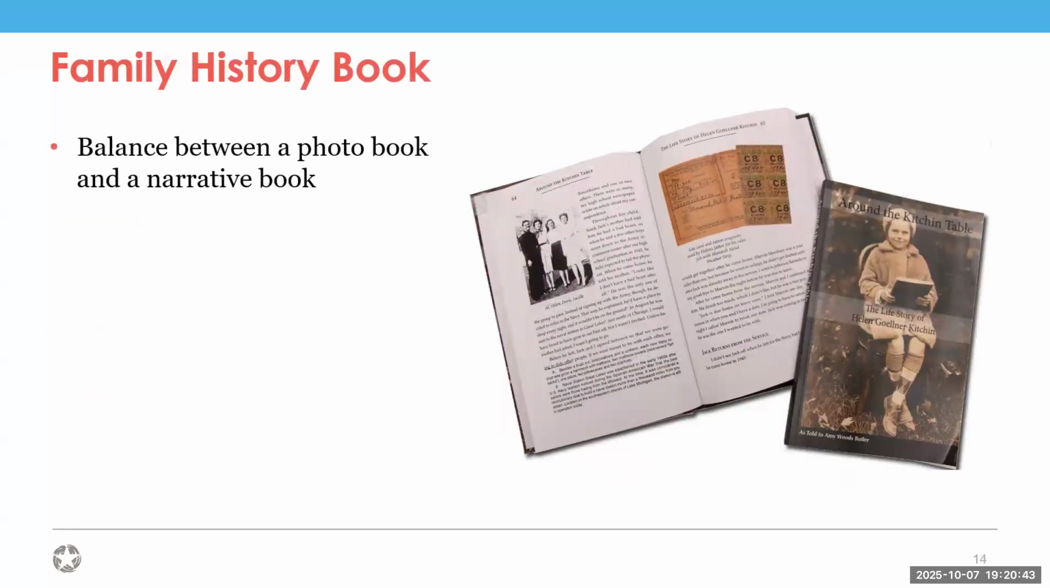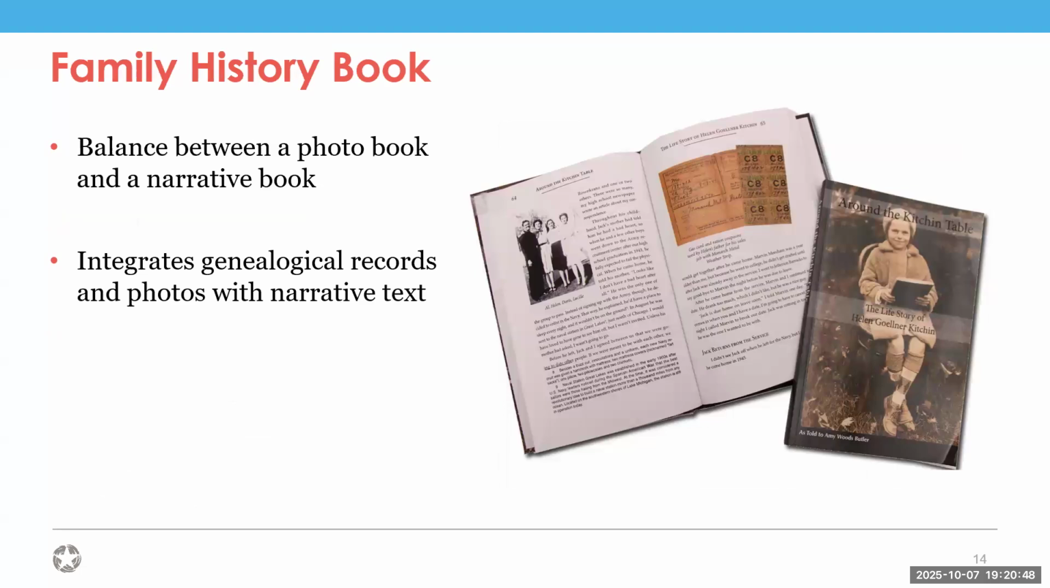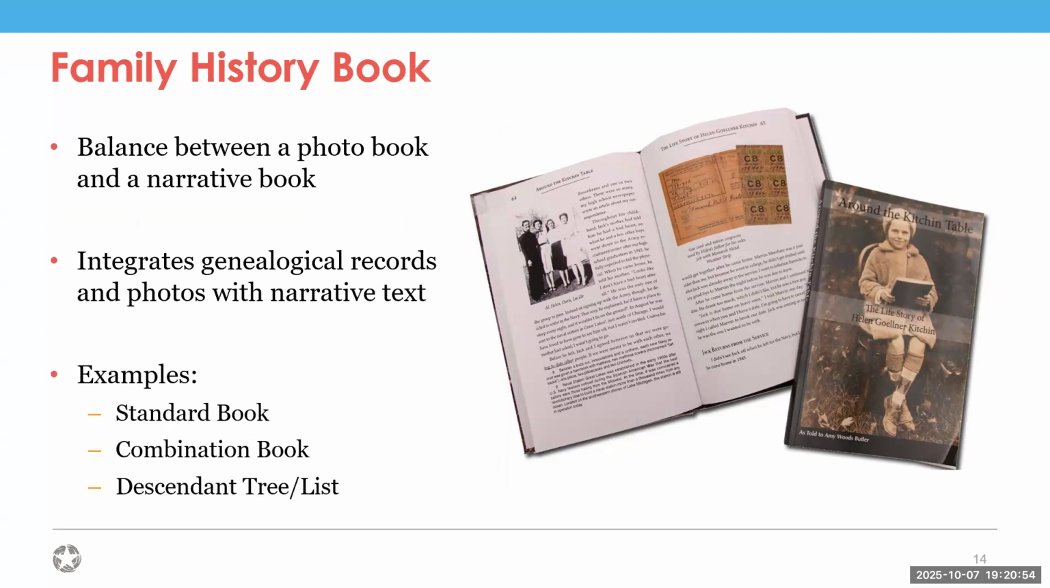And as mentioned, this is a balance between a photo book and a narrative book. You're going to integrate genealogical records and photos with your narrative text. For examples, it could just be a standard book that traces the ancestry of a person throughout time. Start with the most recent person and work back through time. It could be combinations of that, where it follows ancestors and descendants of one couple. Or you could simply do the descendant tree and descendant list and follow descendants of one couple, kind of like the narrative book, right?